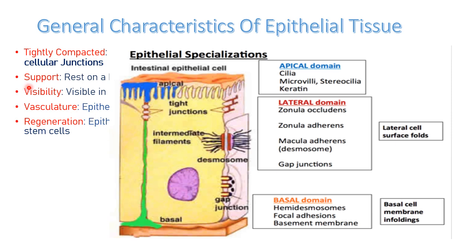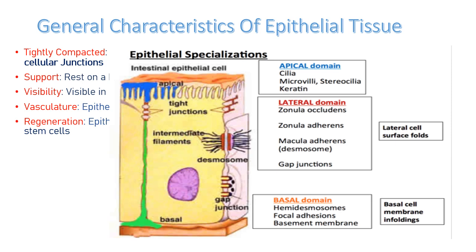Another thing is that they are supported on a basement membrane. So as you can see, these epithelial cells are actually supported on a basement membrane. This is a basement membrane there. Okay, then according to visibility, we say they are only visible under a microscope. Then vasculature, as you can see, there's no vasculature in this cell. Then regeneration, they are regenerated due to stem cells.